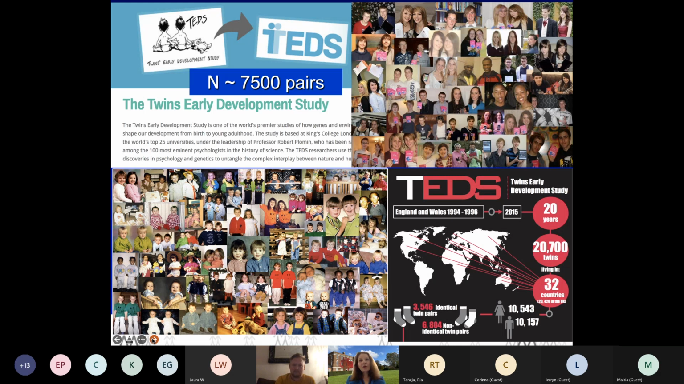If you are interested in knowing more about it, you can put in any search engine TEDS or Twins Early Development Study, and you will see a lot of information, both about the study itself and about the information this study has provided about the development of all children. So we study twins to understand all children. This study has been running in the UK for over 20 years, and it involves approximately 7,500 pairs of twins followed from birth to young adulthood, where they are now. So it's a really large-scale study.